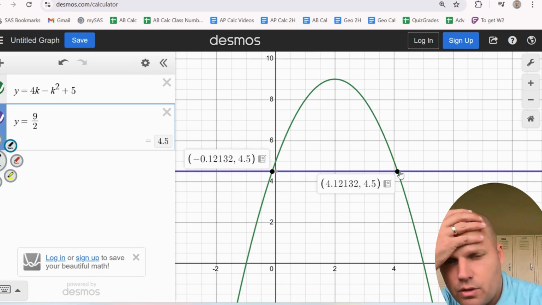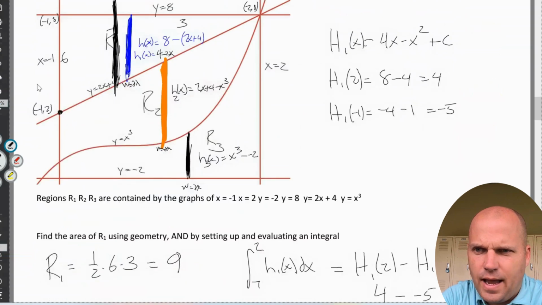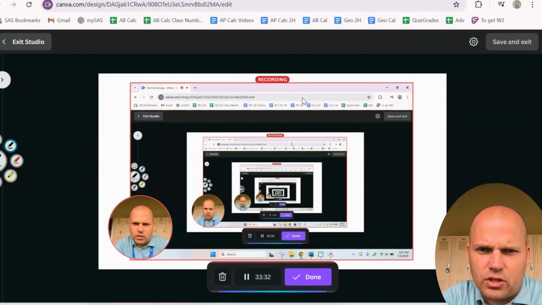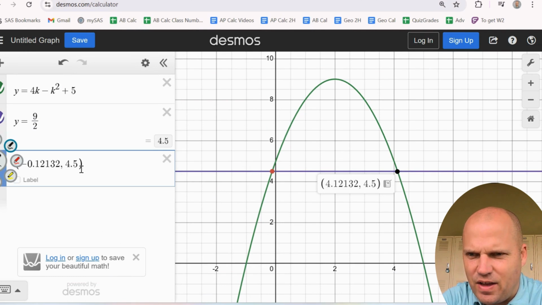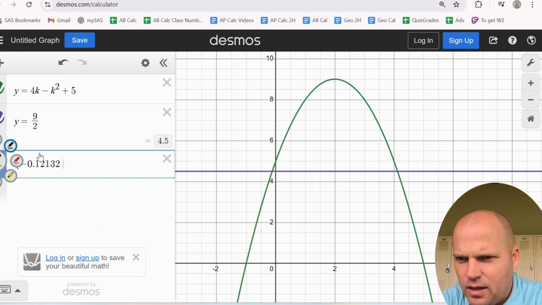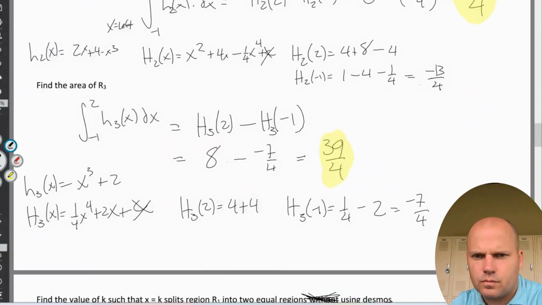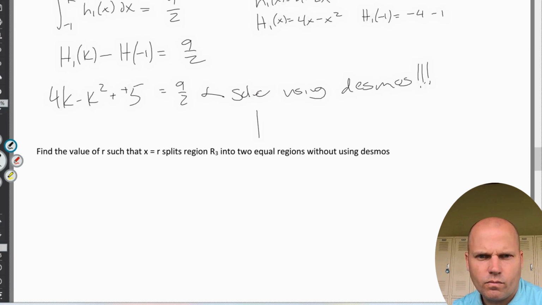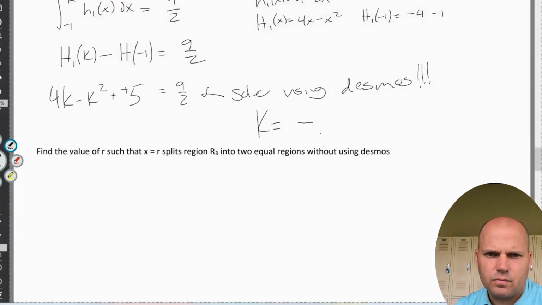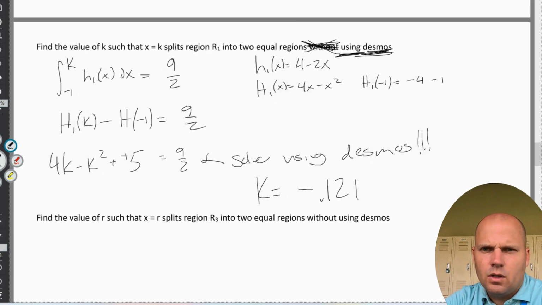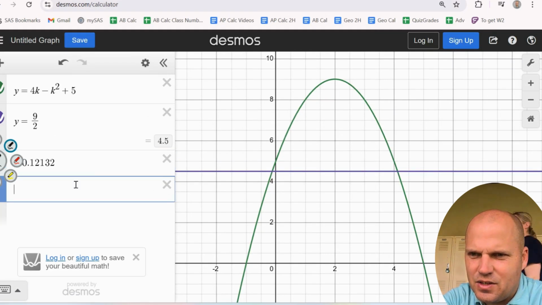Okay, so there's two values. We only want one of them. We're talking about in between our interval, -1 and 2. So even though there looks to be two solutions, we only want the one that makes sense, and that's this value here. K equals -0.121. I thought that would be a lot easier. It's pretty cool though how that's going to be such a unique number.